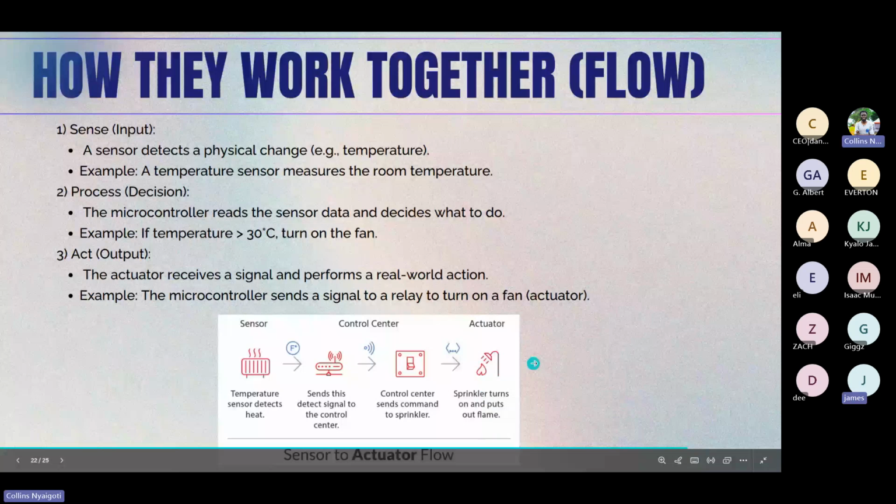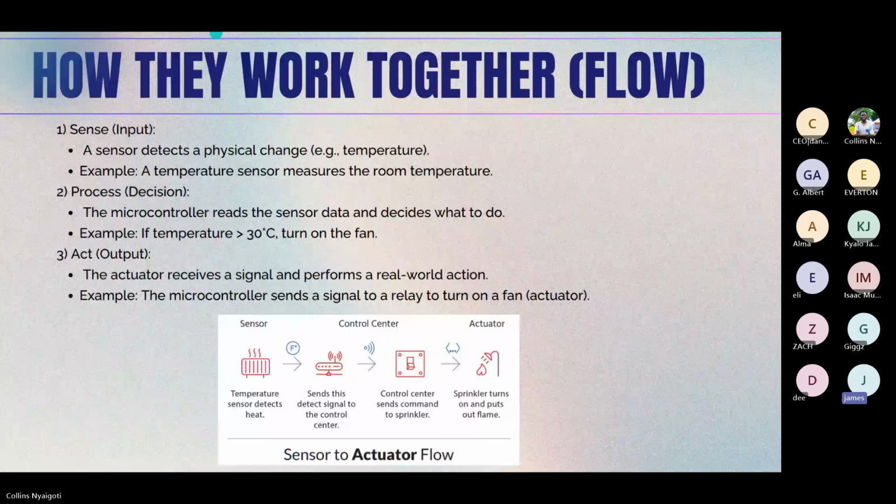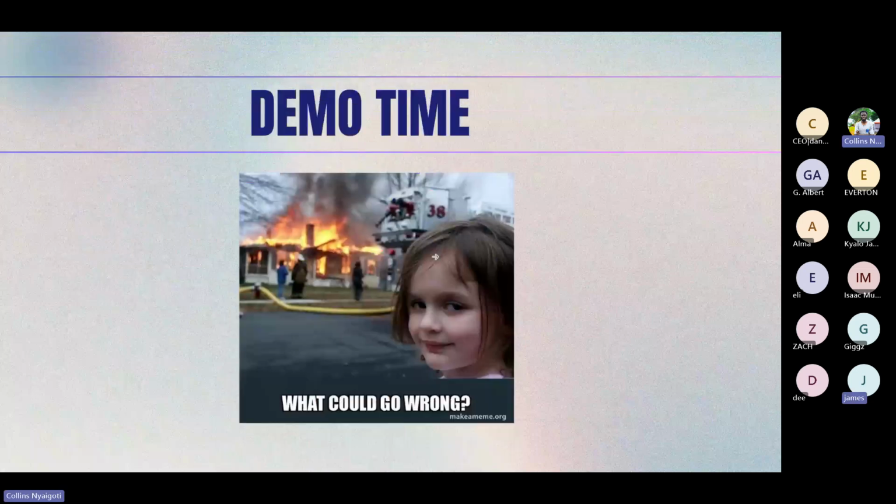Any questions so far? Any questions? I think someone has their mic muted. Okay, if there's no question, we'll move to our demo.